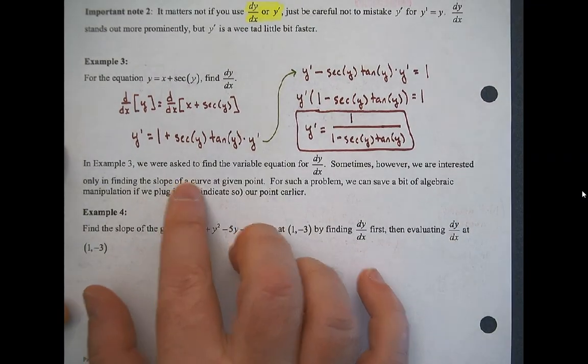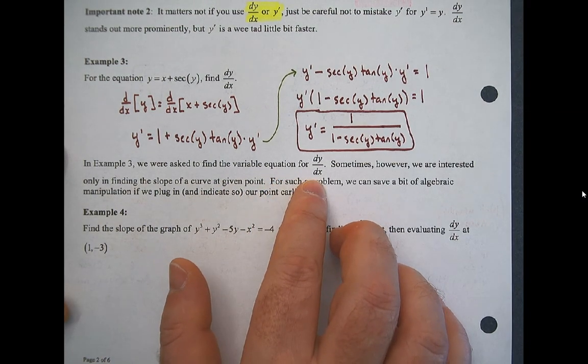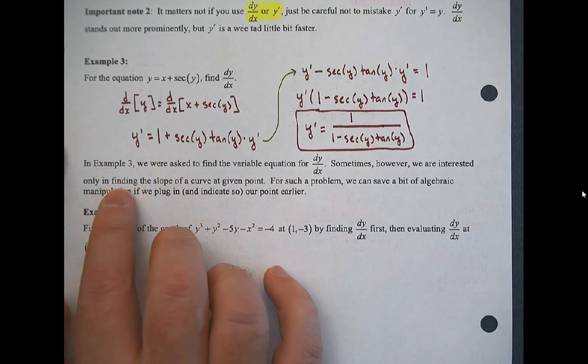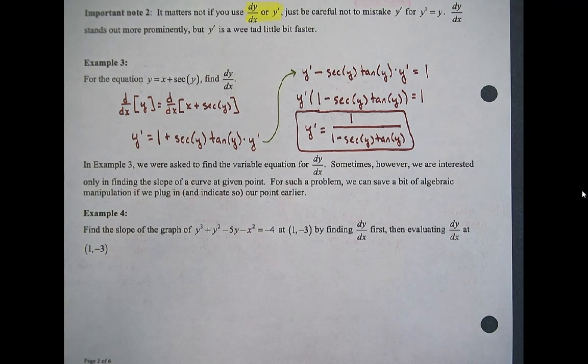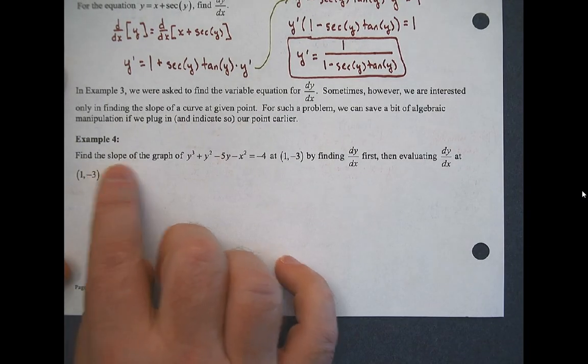Okay, in example 3, we were asked to find the general equation for dy/dx. Sometimes we're only interested in figuring out the slope. That does happen quite a bit. So there's a couple of different ways that we can handle that. For instance, let's look at this next one. Find the slope of this graph.